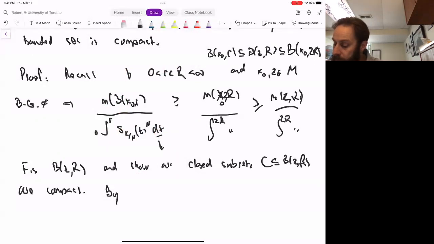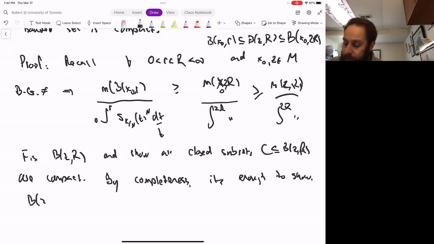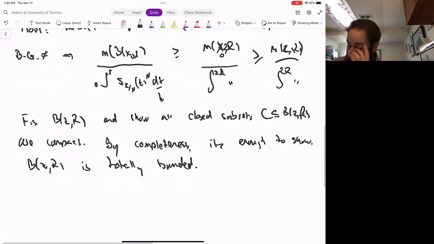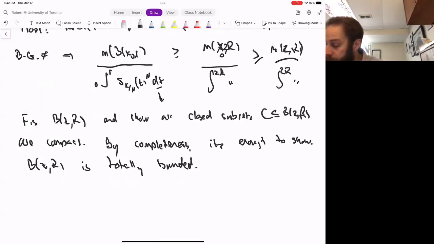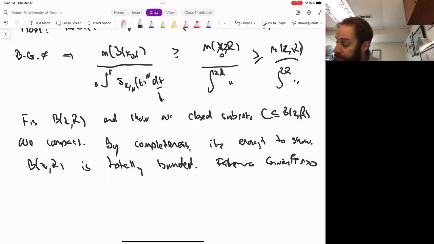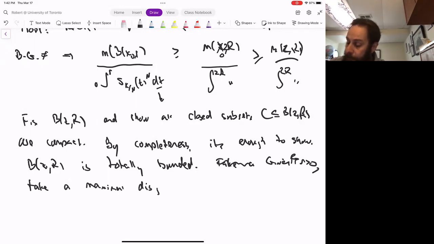Sorry. By completeness, it's enough to show, sorry, rather this ball BZR is totally bounded. And then it's sort of the same argument that we did last class. So given R bigger than zero and less than capital R, take a maximal disjoint collection of balls BXI of radius R inside BZR.